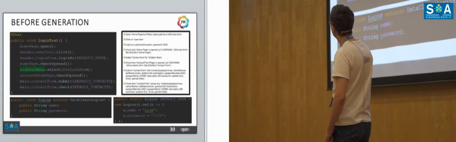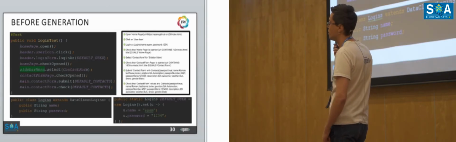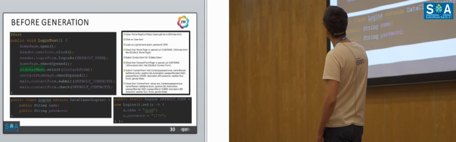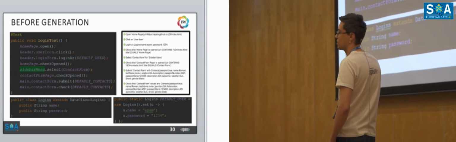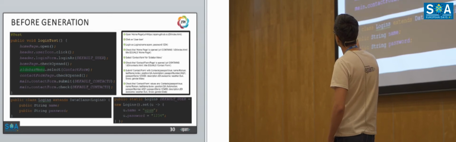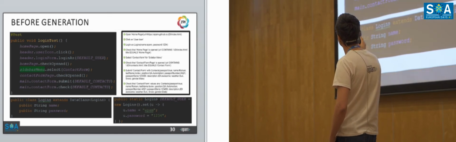So what we have initially is this kind of scenario. It's pretty much human readable, it's simple, and this is the code from the framework. I don't write any methods and all this stuff. You can open pages, check that they opened, and submit forms easily with the test data we have.